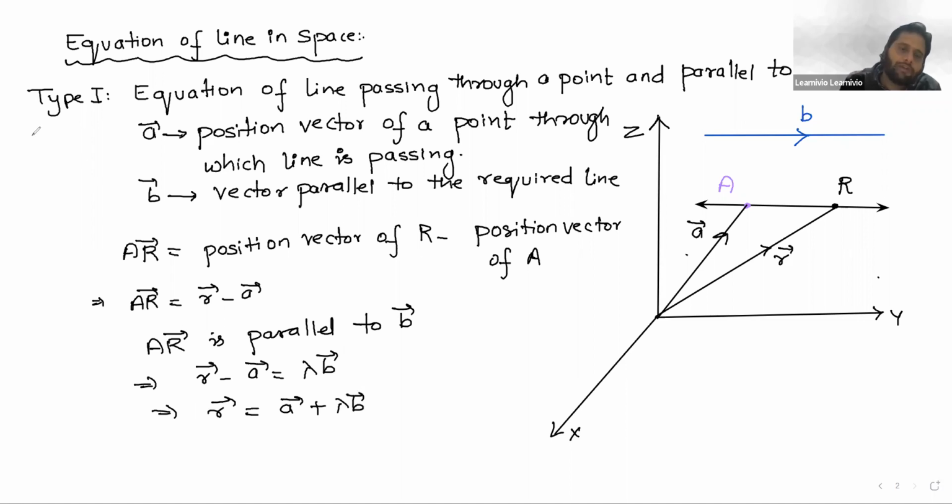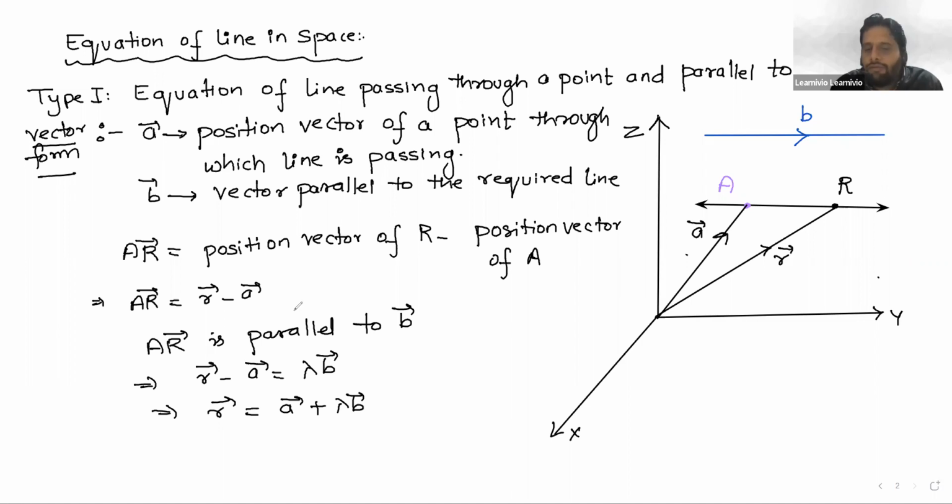So this is the vector form. Vector form will always be given in terms of R. So R is equal to A plus lambda B. This is your equation, and this equation is in the vector form. This is the first time you are checking an equation like this. That's why you are facing difficulty right now. Now we will see how we convert this into Cartesian form.